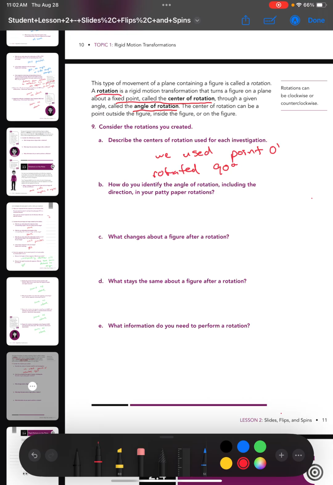Okay, B, how do you identify the angle of rotation, including the direction, in your patty paper rotations? By measuring the angle of the segments connecting corresponding vertices to point of rotation.